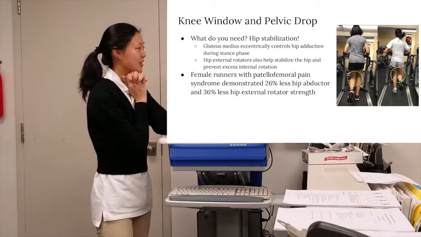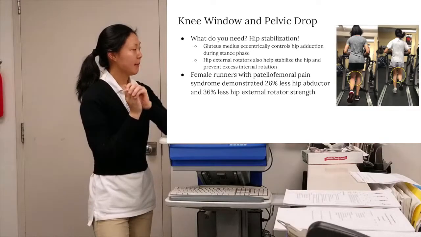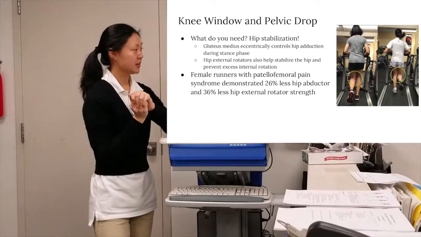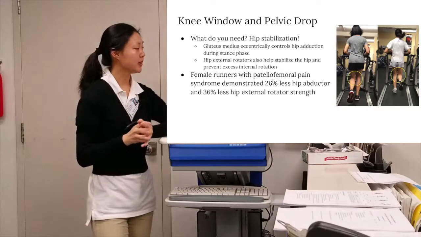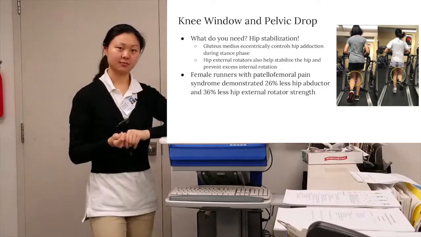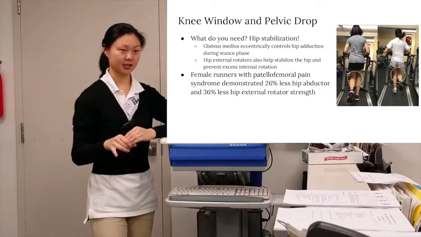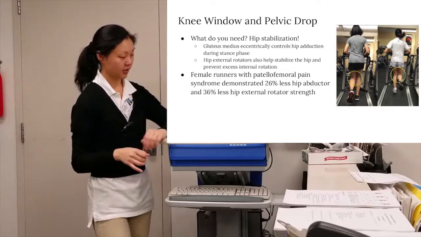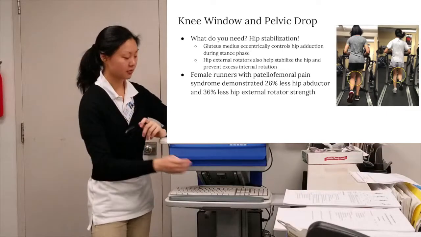So what do you need? You need hip stabilization. So it all goes back to the hip. So strengthening your glute med, your hip external rotators, making sure that they're not only strong, but they can actually use it when they're running. And again, another study found that female runners with patellofemoral pain syndrome actually had decreased hip abductor and external rotator strength. So making sure that they not only have the strength, but they know how to use it when they're running.